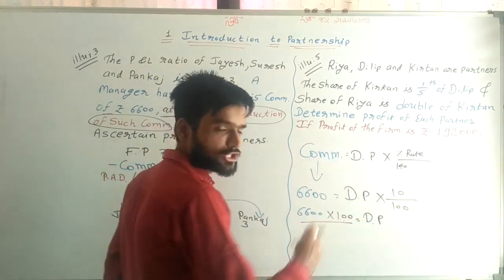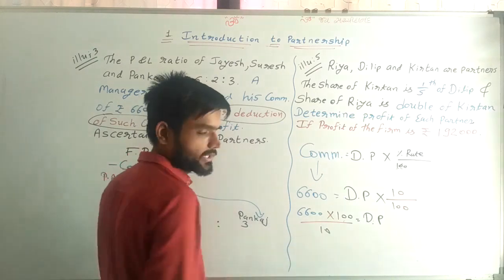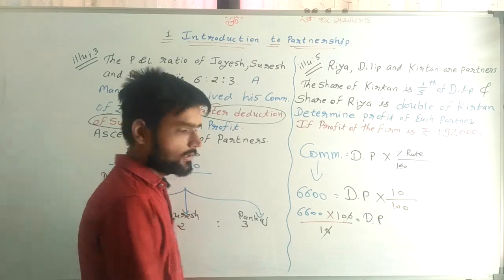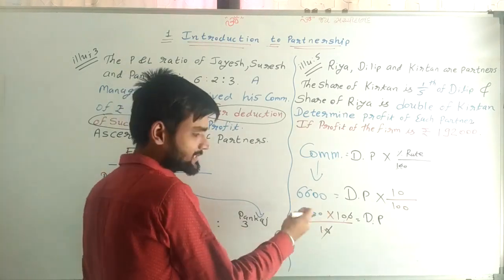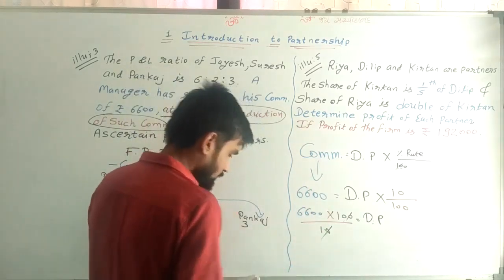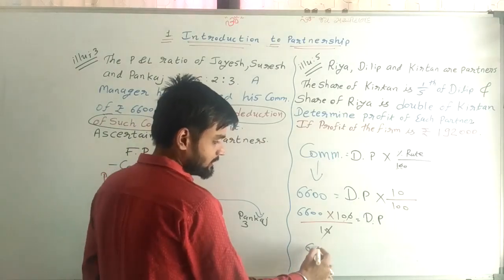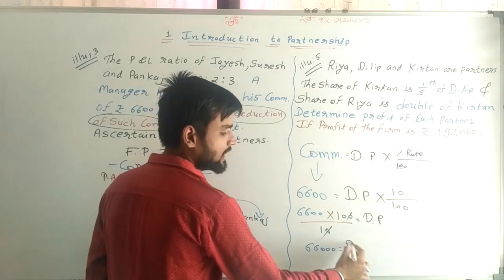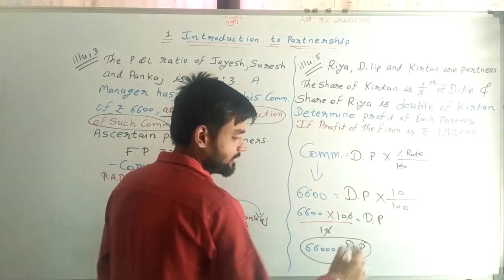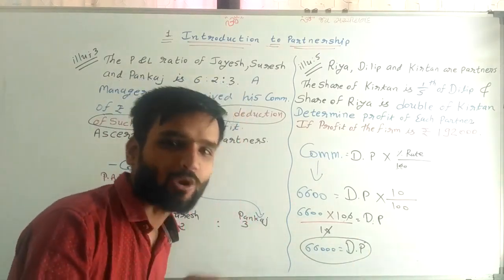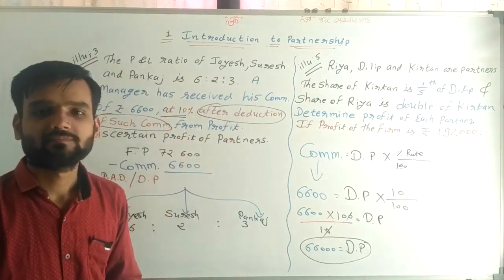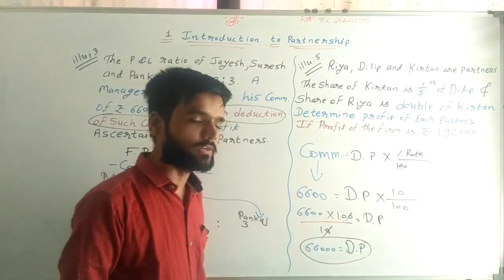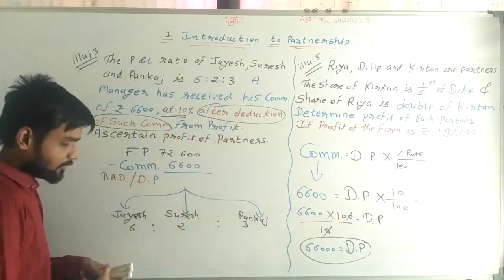And this is in multiplication. Change the side. Divide by 10. 0, 0, cancel. Multiply both: 6600 into 10. Your answer is 66,000 rupees. That is my divisible profit. So in this way, by using the second formula, we can find the divisible profit. So you can write here, so the divisible profit is what?